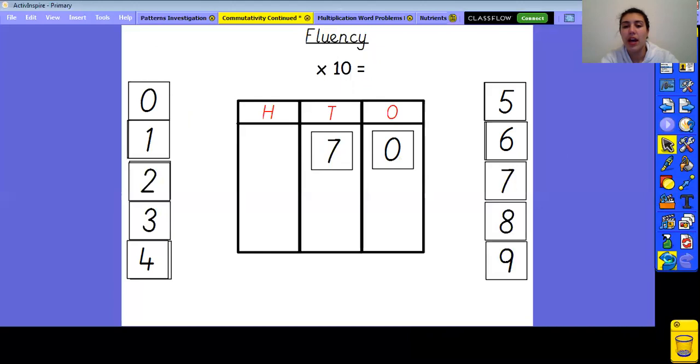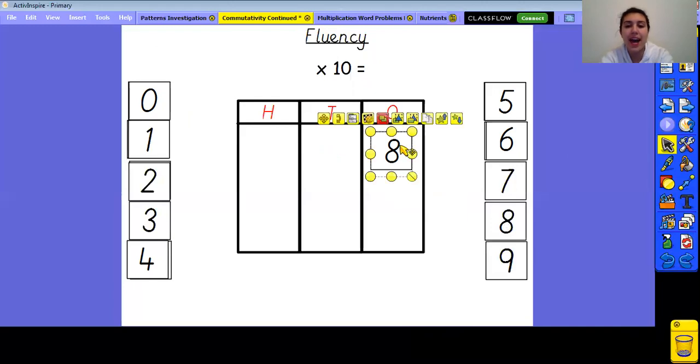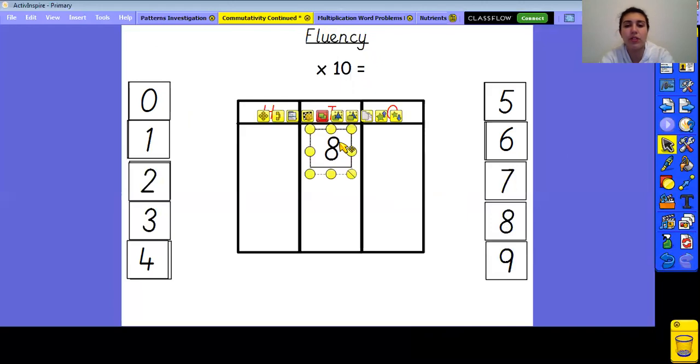Well done. Let's try the number 8. So 8 all by itself is a single digit number, which represents 8 ones. When it gets 10 times bigger, my 8 has to move into my tens column. Well done. But I can't leave my ones column empty, so I have to add a 0. Well done.